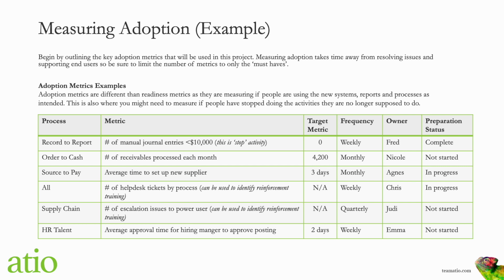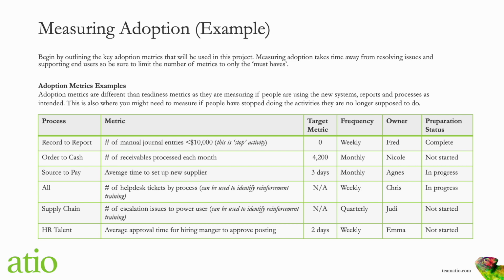Now here on this page you can see some adoption metrics examples, and they're everything from a stop activity, like not doing any manual journal entries. If the system is set up to prevent it, you don't have to measure it. If it's a behavior change, you should measure it to see that people have stopped doing what they're supposed to have stopped.